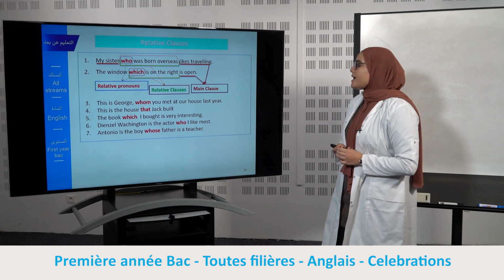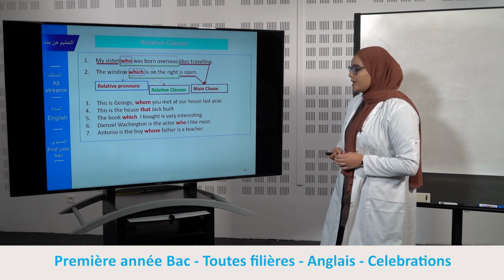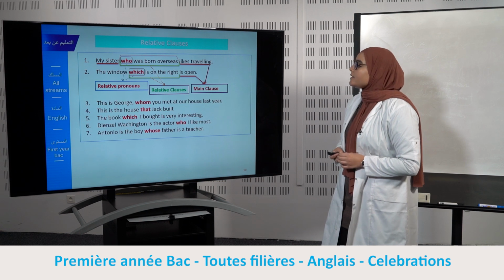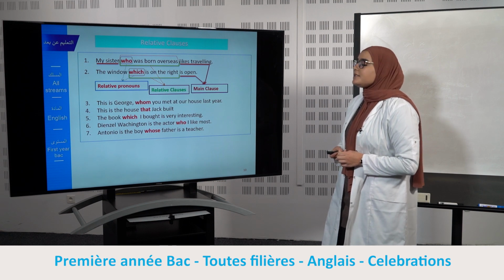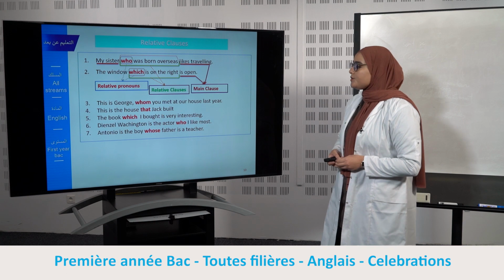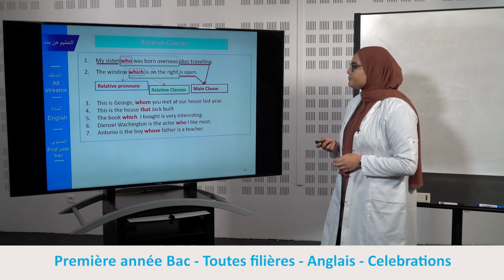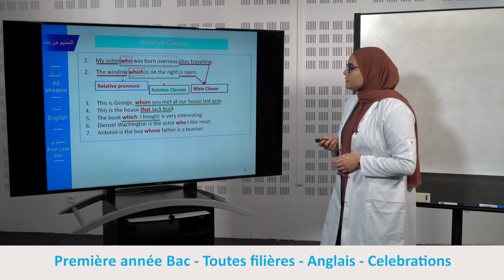Denzel Washington is the actor who I like most. Okay, here we use who. And Antonio is the boy whose father is a teacher. And in this example, we used whose.